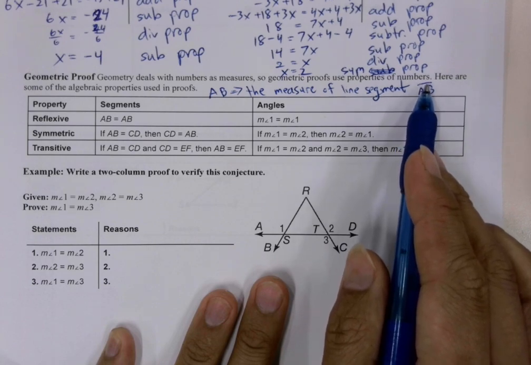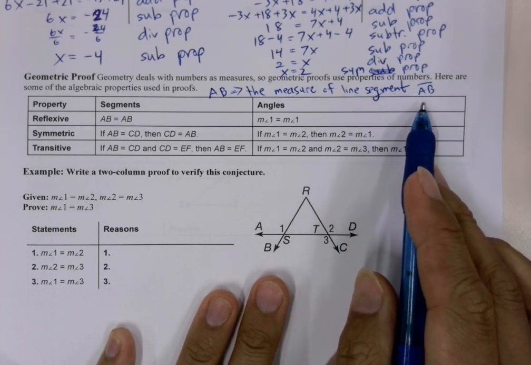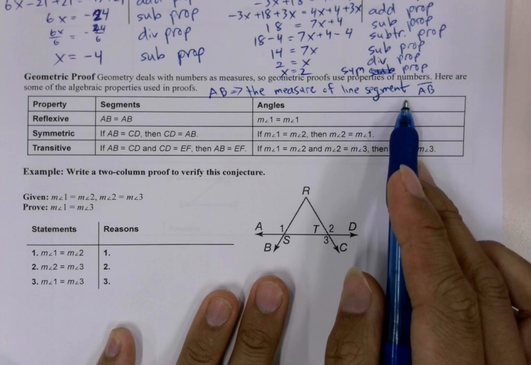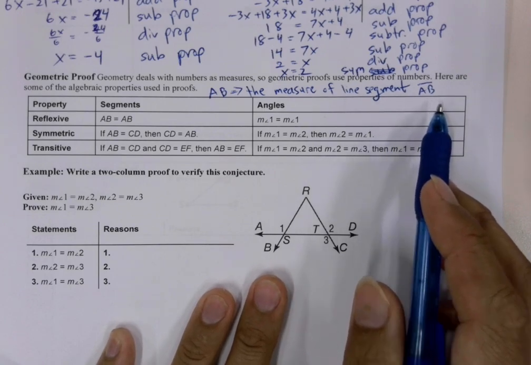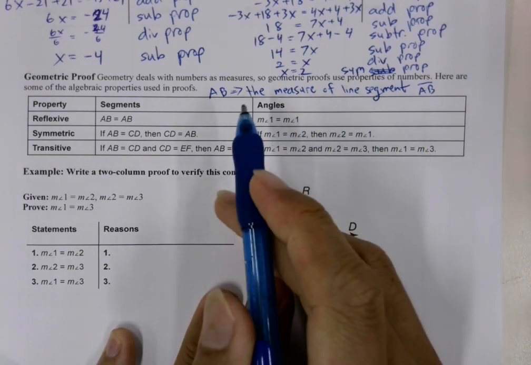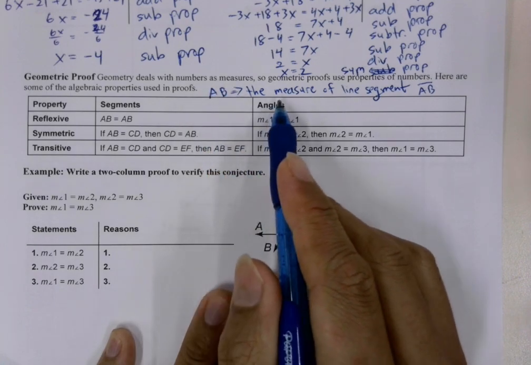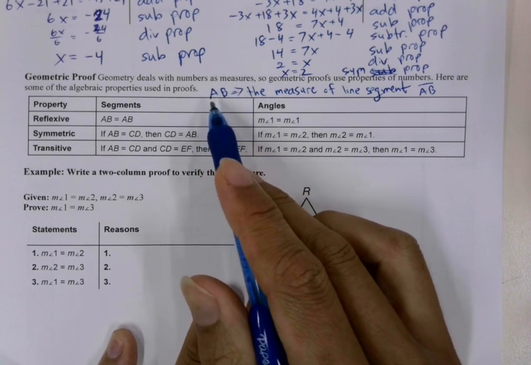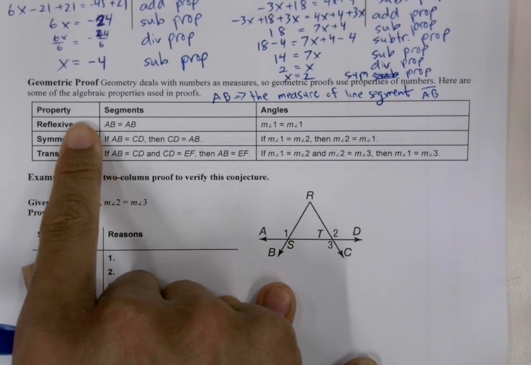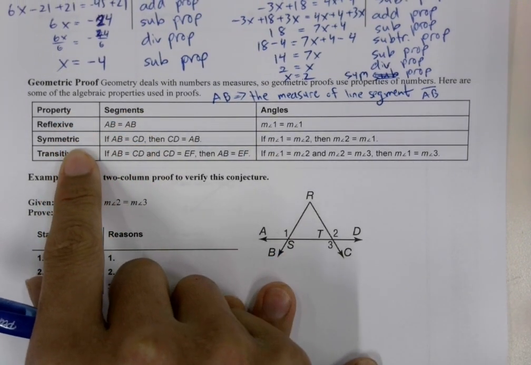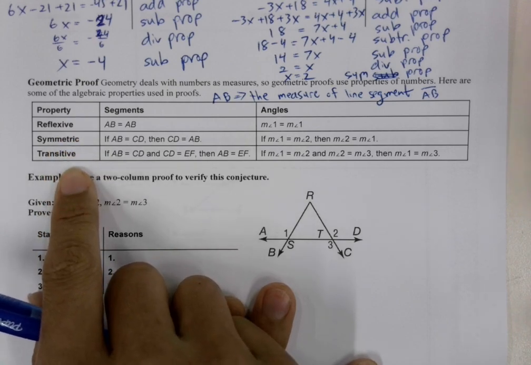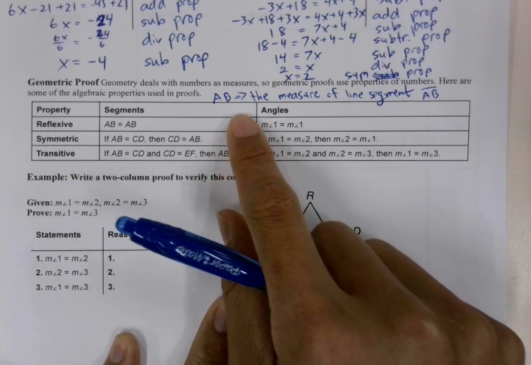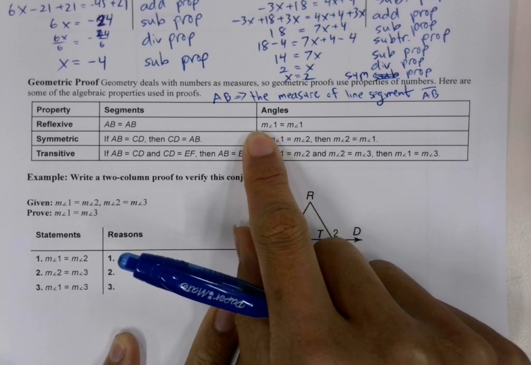If you have the line over it, then this line segment AB refers to the figure, right? It refers to the line segment. But AB without the line over it refers to the measure of the line segment. So this here is a number, which is why we're able to use the algebraic properties reflexive, symmetric, and transitive, because AB is a number. Same thing with measure with that little m.